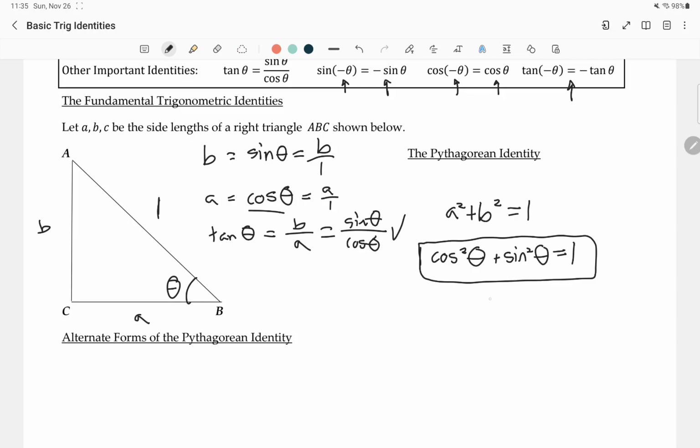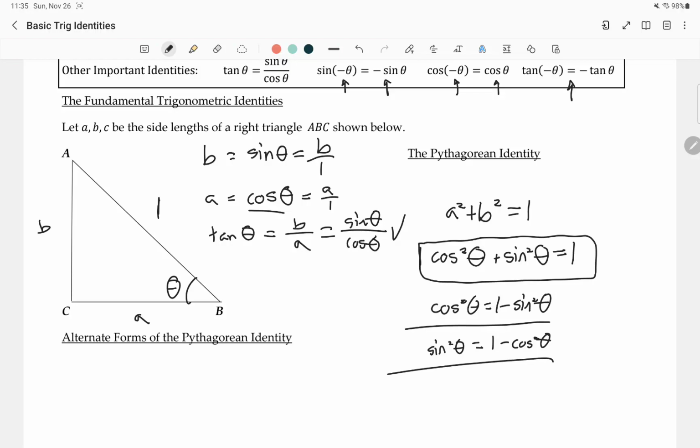So from here, we can actually manipulate this a little bit. If we want to find it in terms of cosine squared theta, you just subtract sine squared from both sides, and it equals 1 minus sine squared theta. So these are equal, so you got to remember that one. And if you want to find it in terms of sine, you can find it like this, and then it's 1 minus cosine squared theta. So you got to remember all of these. And for both of these, you can square root them to find just sine or just cosine, just the trig function.